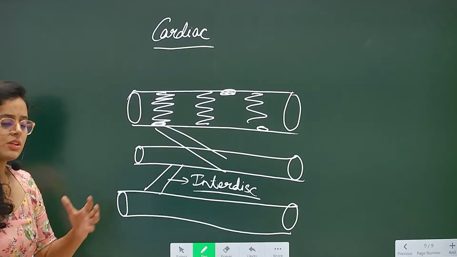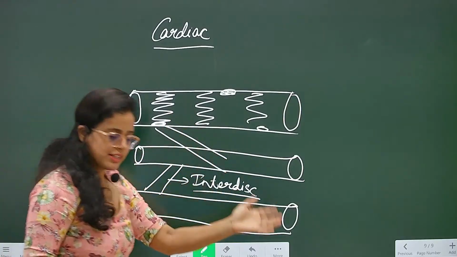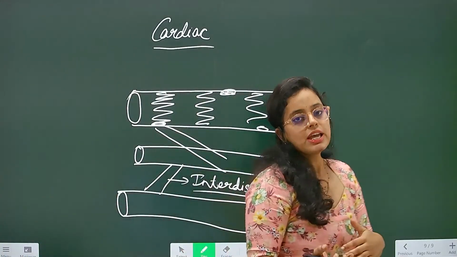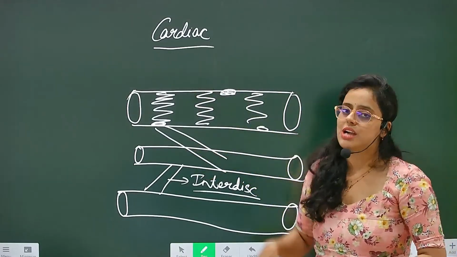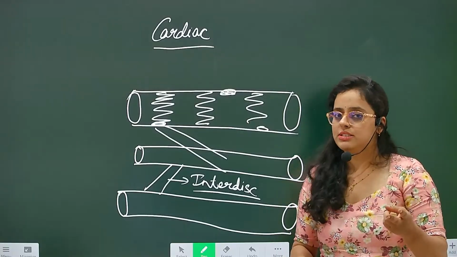Okay, so in your content the images of the cardiac muscles and the skeletal muscle are exchanged, so please correct it over there. The branches are present in the cardiac muscle, not in the skeletal muscles.